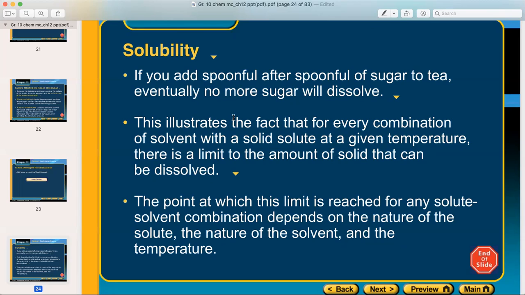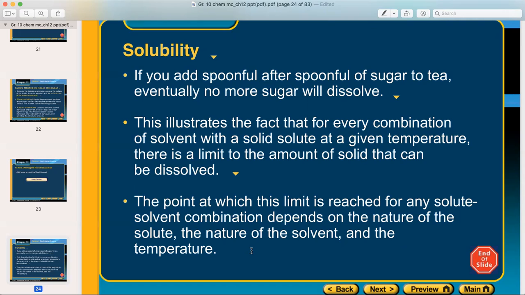Of course, if we are dissolving salt in water or sugar in water, there is a limit to the extent to which it will dissolve. That is called solubility. If you add spoonful after spoonful of sugar to tea, eventually no more sugar will dissolve. This illustrates the fact that for every combination of solvent with a solid solute at a given temperature, there is a limit to the amount of solid that can be dissolved. The point at which this limit is reached for any solute-solvent combination depends on the nature of the solute, the nature of the solvent, and the temperature.